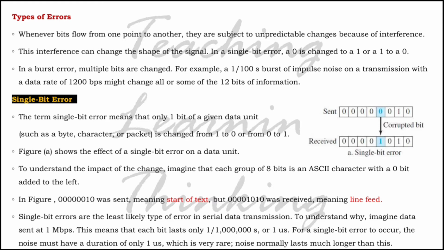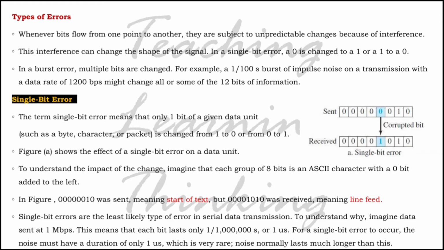Single bit errors are the least likely type of errors in a serial transmission. To understand why, imagine data sent at 1 MB per second. This means that each bit lasts only 1 by 10 lakh seconds, or 1 microsecond. So for a single bit error to occur, the noise must have a duration of only 1 microsecond, which is very rare. Noise normally lasts much longer than this.